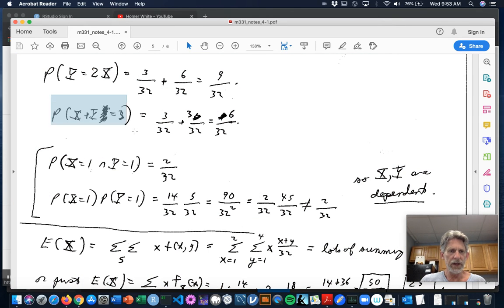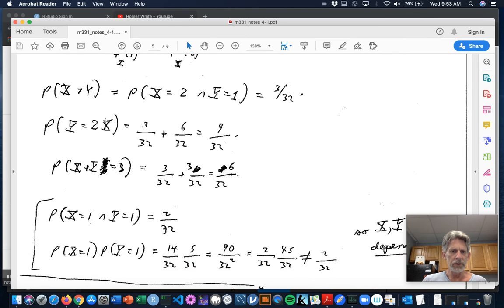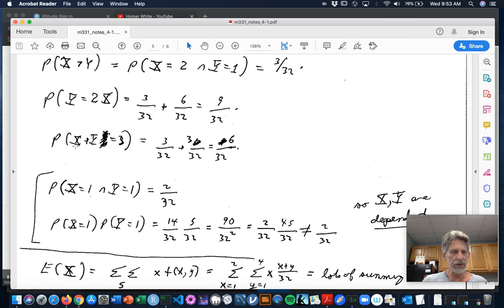What about the chance that x plus y is 3? So let me see. X could be 1 and y could be 2. X could be 2 and y could be 1. That's it. There's just two things. You find the probabilities, you add them up. 6 over 32.